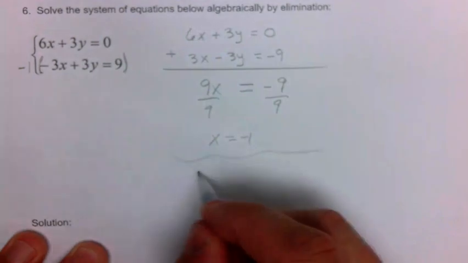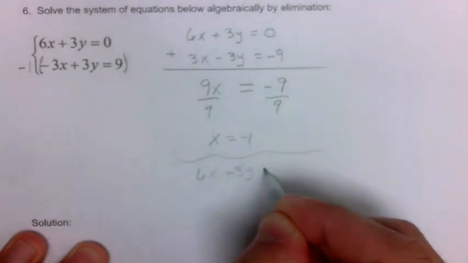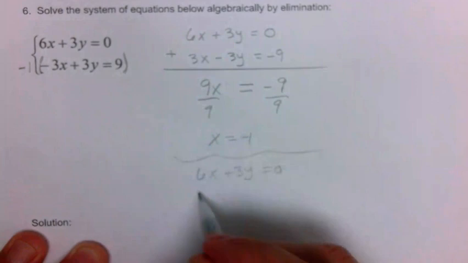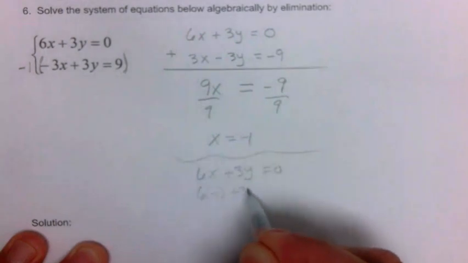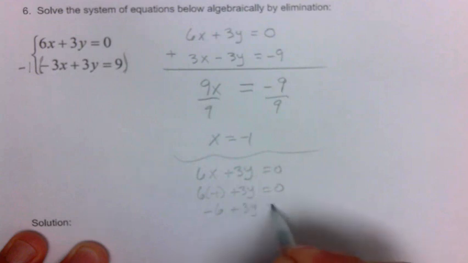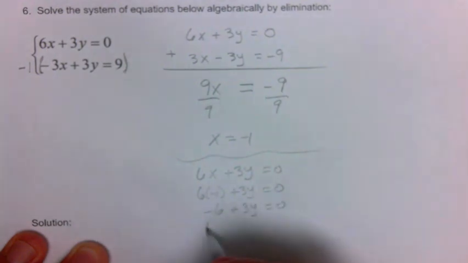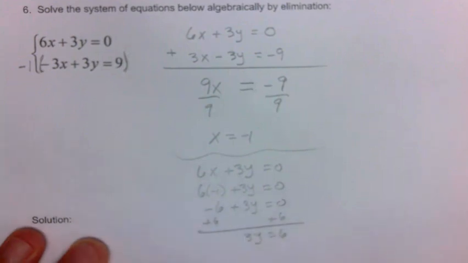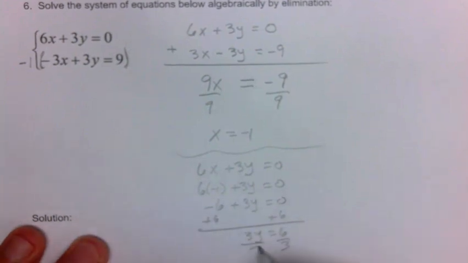So the first said 6x plus 3y is 0. X is negative 1. And then if we multiply 6 by negative 1, we get negative 6 plus 3y is 0. Add the 6 to each side. 3y is 6. And then divide each side by 3, which means that y is 2.